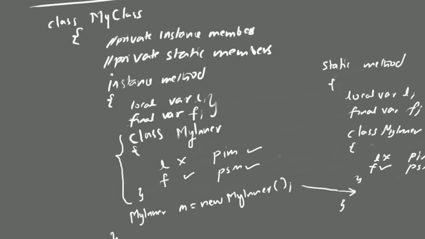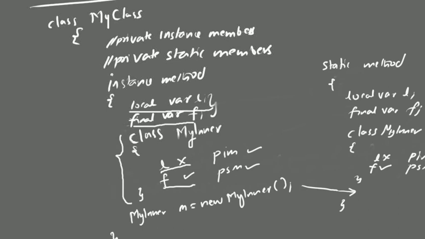If you have an inner class within a method, you cannot access the local variables of the method, so L cannot be accessed. However, the final local variables declared within the method can be accessed, right? And because this class is declared within an instance method, you can access the private instance members, as well as the private static members.